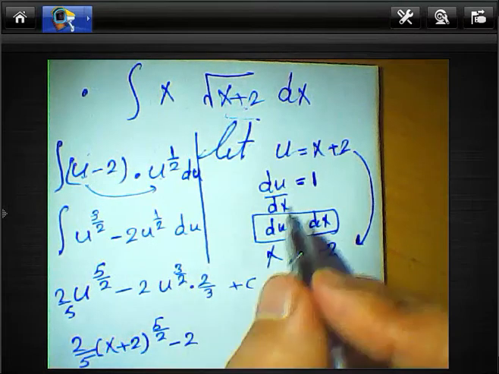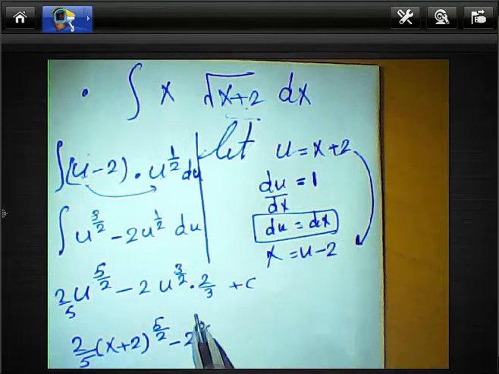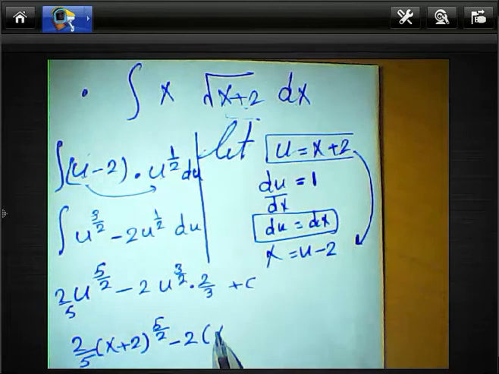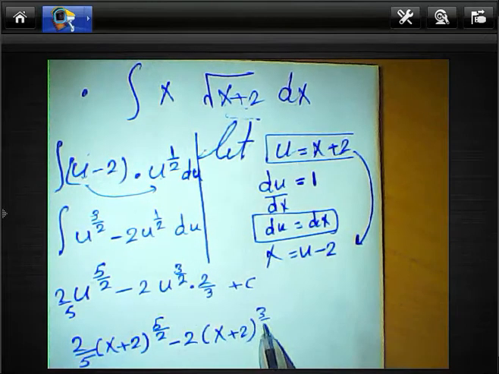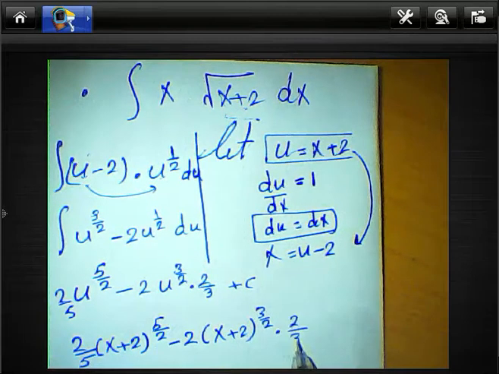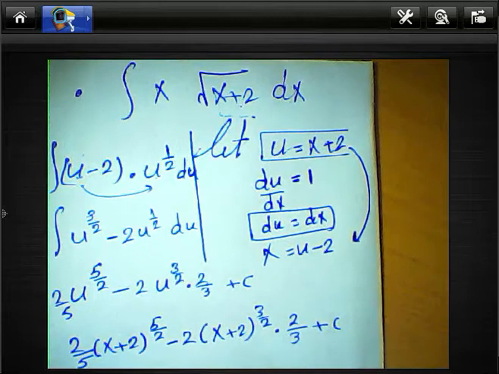We can cancel u and write x plus 2 here. Don't forget this expression, okay? (x plus 2) to the power 3 over 2, multiplied by 2 over 3, the result will be 4 over 3. We can write it in another step.